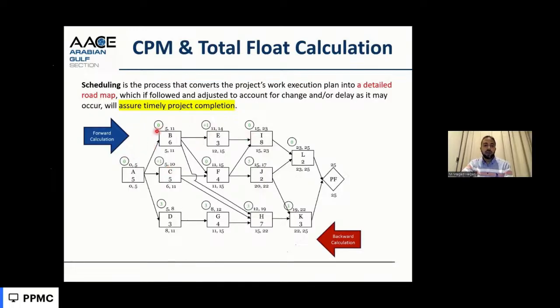This difference is called the total float, which means the activity can be delayed from early to late without affecting the completion date of 25 days. So an activity with zero total float cannot be delayed, and these are critical. An activity with total float is non-critical, and this one has a total float of 1 day. If we consume this 1 day, it will be critical. Here, 5 days: if these 5 days are consumed, this will be critical. So still, they have 5 days of total float without affecting the completion of the project.